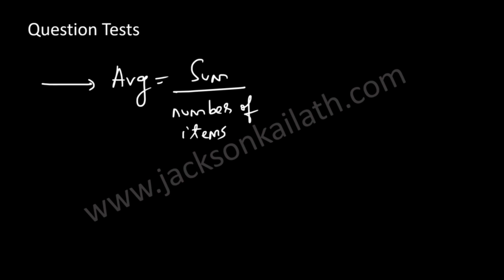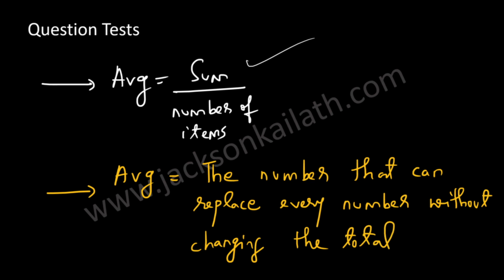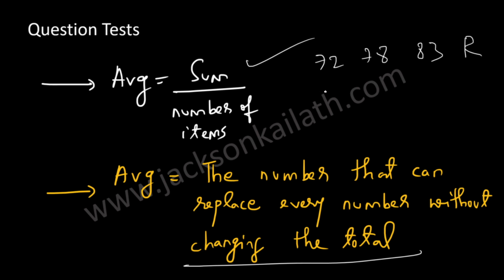All right, now let's look at what this question tests. Now in this question you need to know that average is sum by number of items, right? So that is one way of solving this question, and you need to know that average is the number that can replace every number without changing the total, right? So if you know that, you can solve this question very fast. Now what do I mean by that? Over here we have 72, 78, and 80 was the average. There was 83 for Maria, and then we have Rafael, right? Now if I replace each of these with 80, I will get the same total in both these cases. So that's the definition of average over here.